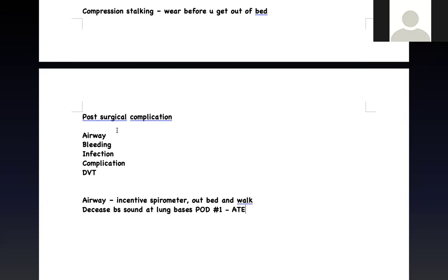Don't freak out or anything like that. This is normal. So when somebody has surgery and they have decreased breath sounds bilaterally at the lung bases, they have to use that word. That's atelectasis. That's normal. Okay?